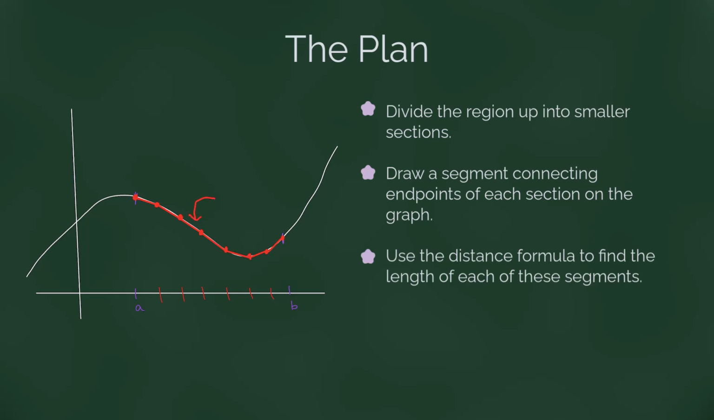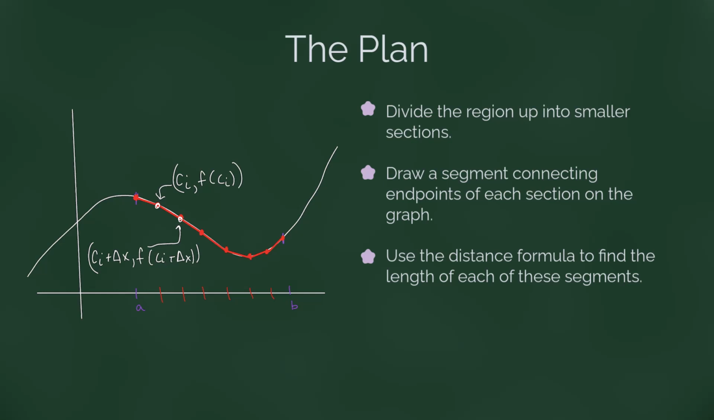Now we'll use the distance formula to find the length of each of these segments. We'll pick one to represent how we would do it for each of these. First thing we need to do is identify the endpoints of our segment. The left endpoint, we'll call that c sub i as its x-coordinate, which makes its y-coordinate f of c sub i. The right endpoint, we've changed x by a small amount, which we'll call delta x. So that point is c sub i plus delta x, f of c sub i plus delta x.